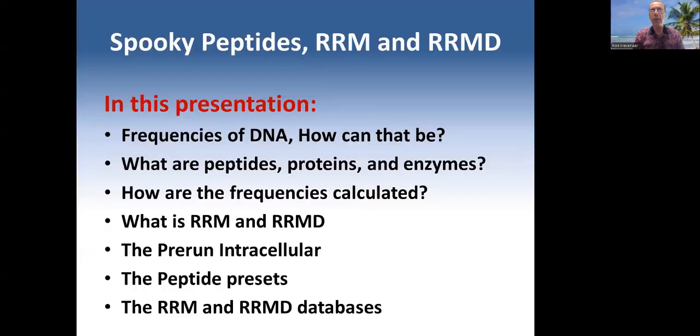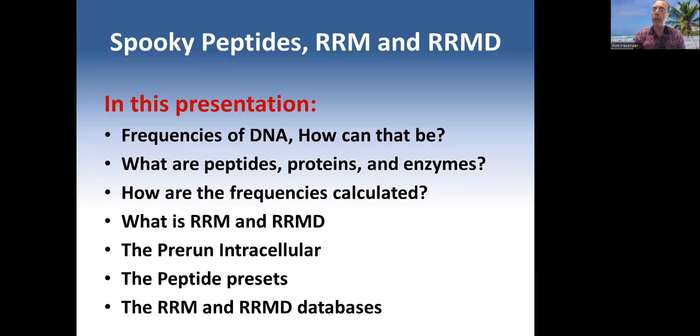So in this presentation, I prepared a few subjects, like how do we calculate frequencies on DNA? How could that be effective? And effective not only for DNA, but also for peptides, proteins, and of course enzymes. How are these frequencies calculated? What is überhaupt RRM and RRMD?